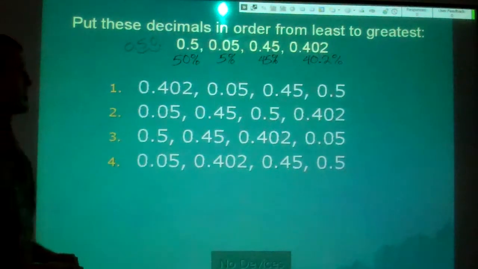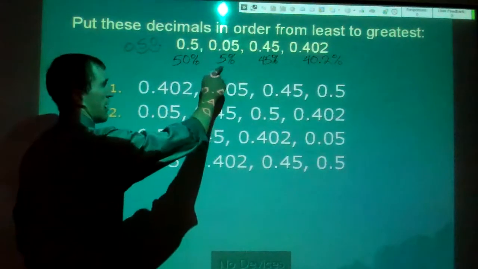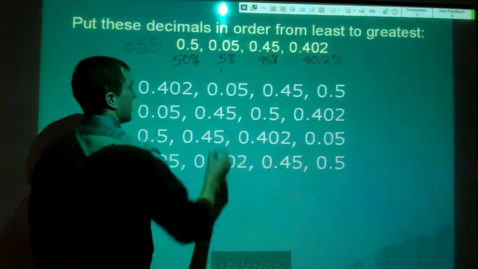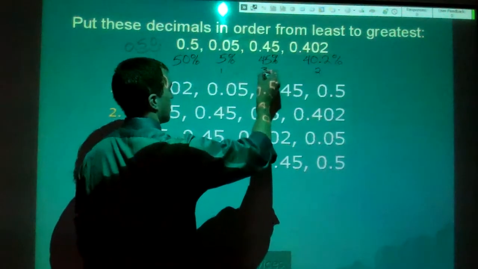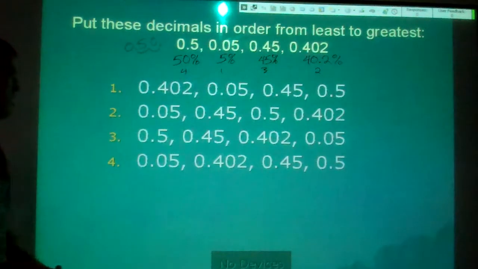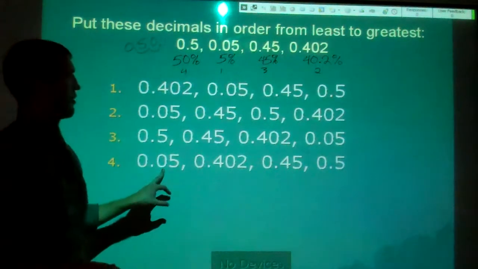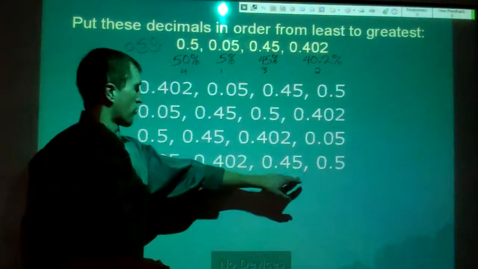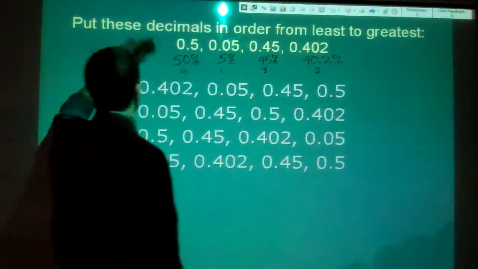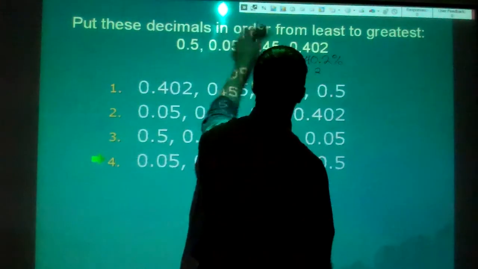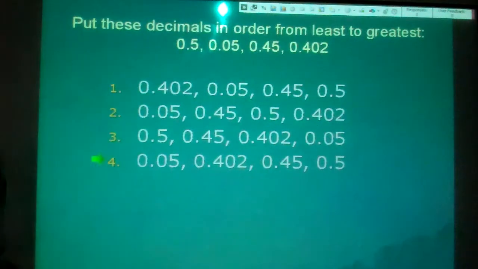Alright, now it's a lot easier to see what order we go in. We want to go from smallest to largest. Well, it looks like 5% is our smallest one. Our next one is 40.2%. 45 is next. And 50. So, the one where we start with 0.05, go to 0.402, 0.45, and 0.5. That would be the one we're looking at, right there. Alright? Also could have turned those into fractions to order them, but that would have taken a little bit longer.